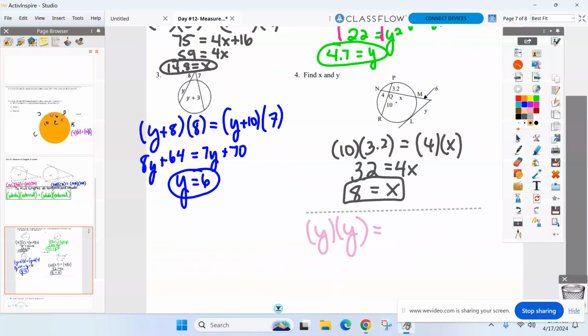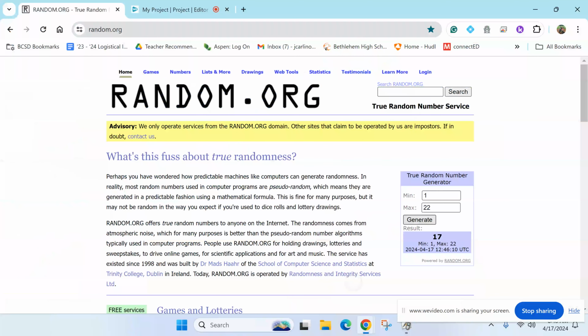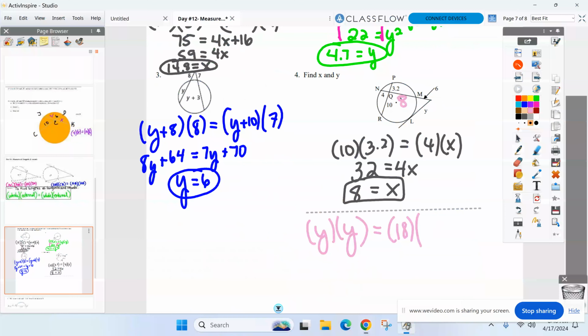Dylan, whole secant length. 18. Everyone see where he's getting 18? 4 plus 8 plus the 6 on the outside. 18. And how about the external part of that secant? Its length. We're going back here. Bryson, outside part of that secant? 6. There you guys go.